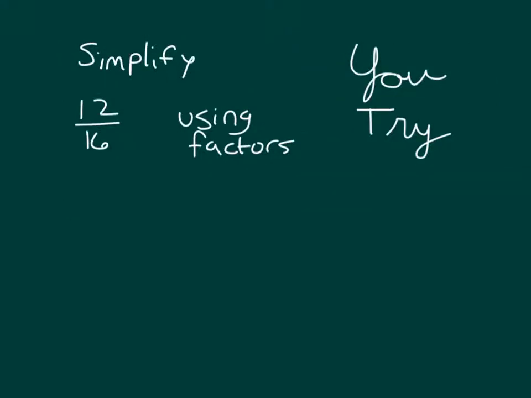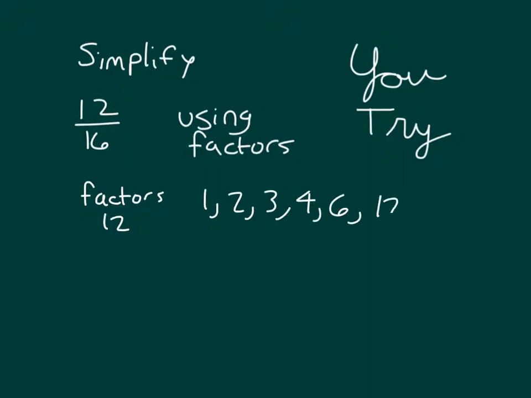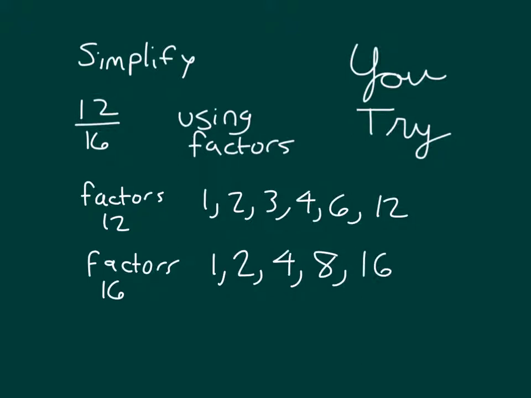Okay, it's your turn to try. Go ahead and simplify 12/16 using factors. Pause the video while you do your work. As before, the factors of 12 are 1, 2, 3, 4, 6, and 12. The factors for 16, we'll start with what? 1. It's an even number, so 2 works. We also have 4. 2 ends up going with 8, and then we also have 16.